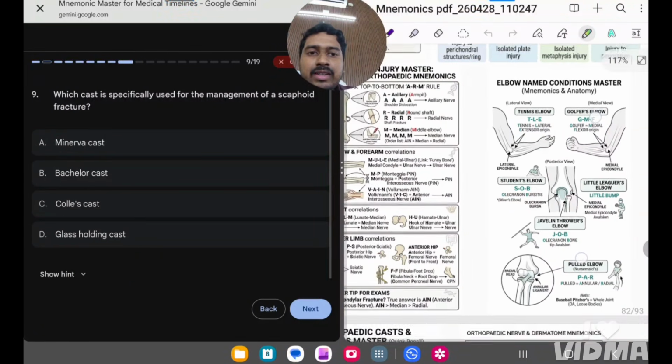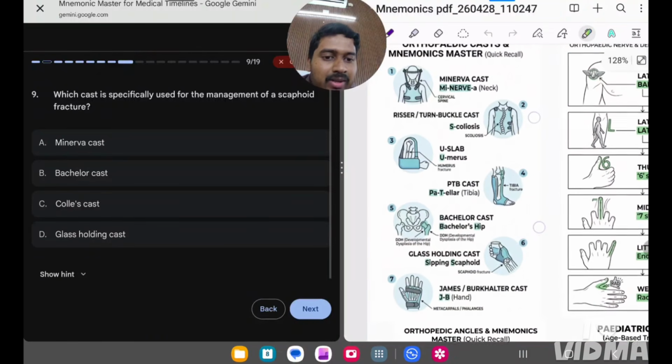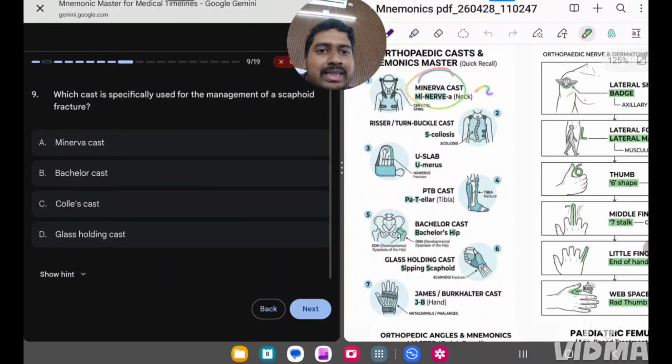Next, which cast is specifically used for scaphoid? Now, do we have a mnemonic for scaphoid cast? Yes, we have a mnemonic for all casts. So there are 4 main types of cast that you should remember. One is Minerva cast, that is minor, basically for cervical spine fracture. Okay, so we give Minerva cast. Next is for scoliosis, we have Risser cast. Yes for scoliosis, yes for yes. Okay, it is also known as buckle cast.